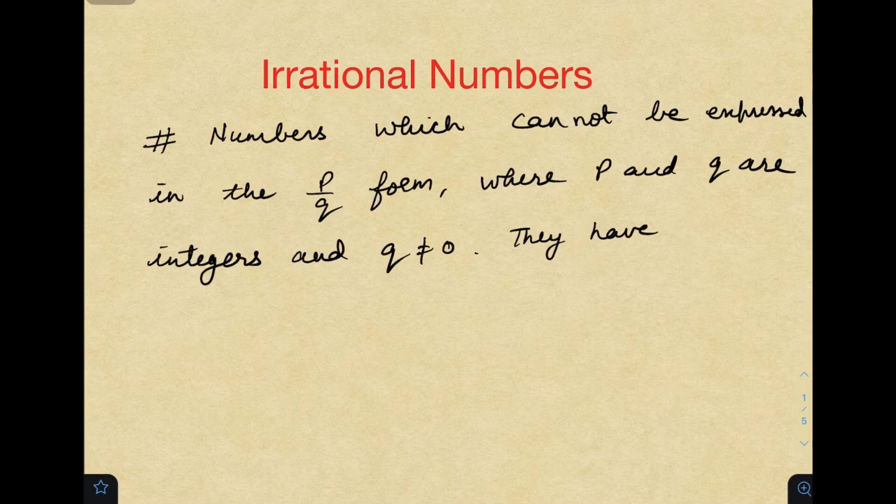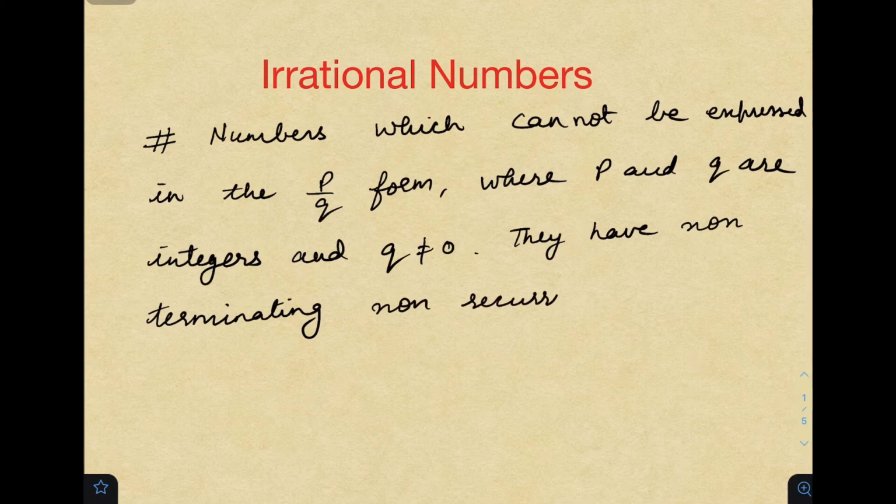Irrational numbers have non-terminating, non-recurring decimal expansion, whereas if you remember, rational numbers have two types of decimal expansions. One is terminating and the other is non-terminating, repeating or recurring.